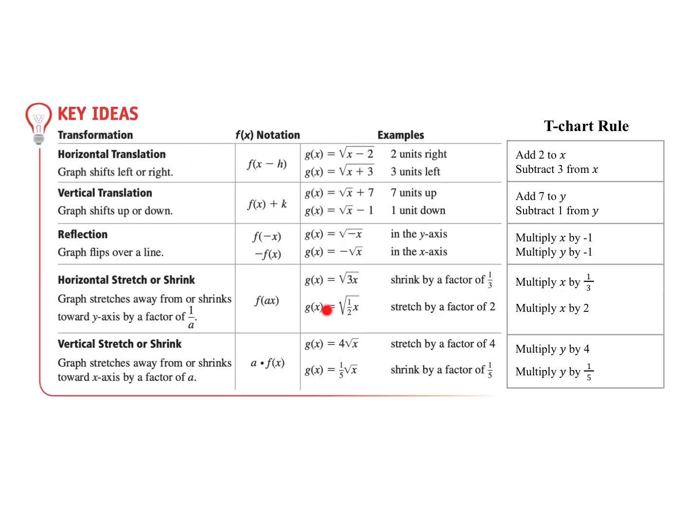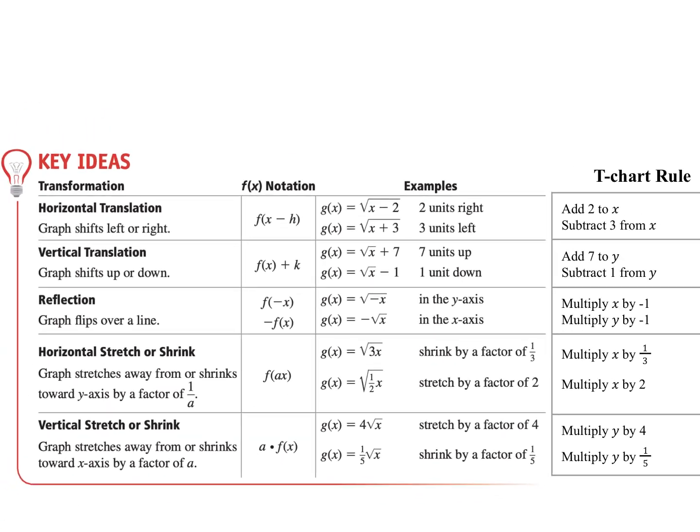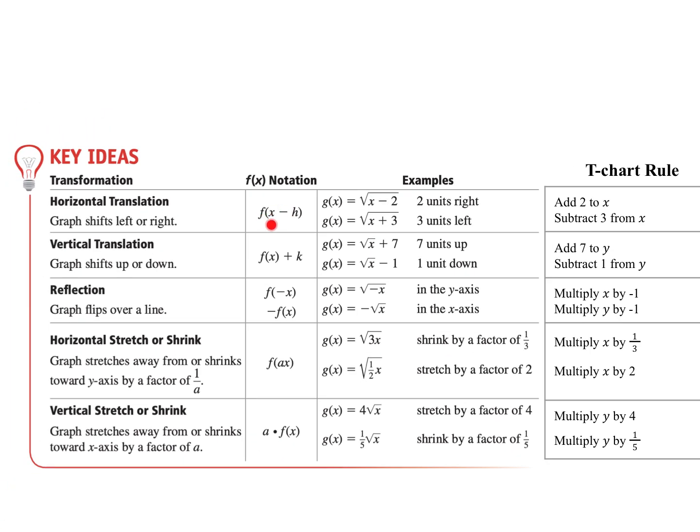So here's a review of all of the transformations that we've learned. And you can see that we have what it looks like in function notation, what it looks like with our radical, what it does to our graph, and then what we would do to our t-chart. So let's look at our translations first. Remember, if we're adding or subtracting from x specifically, so in this case it will be inside the radical, it's going to shift your graph to the left or right, and it's going to move in the opposite direction. So if you subtract 2, it actually goes 2 units to the right. If you add 3, it goes 3 units to the left. So remember, with the x, it moves in the opposite direction.